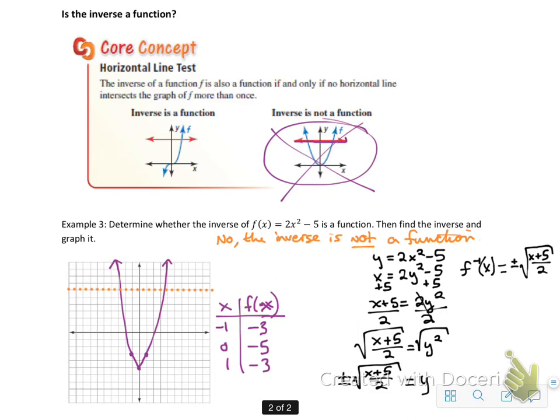And again, finding the inverse points is very easy because you can swap x and f of x. So we have x and f inverse. So instead of the negative 1, 0, 1 being in the x, it goes here. And instead of negative 3, negative 5, negative 3 being in the f of x, it goes in the x. So we have (-3, -1), (-5, 0), and (-3, 1).